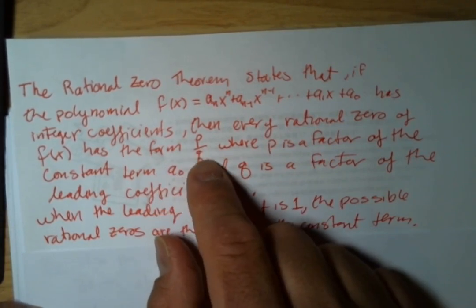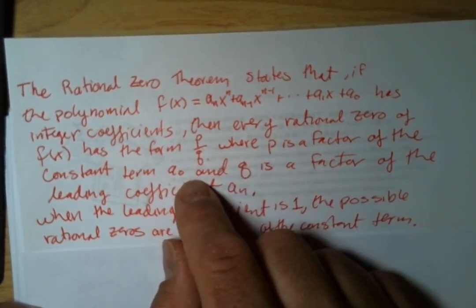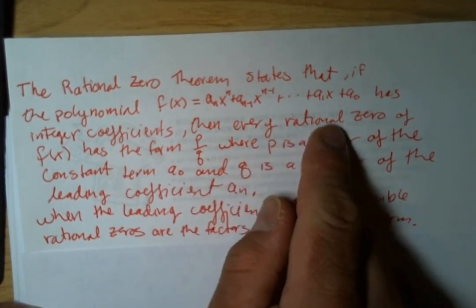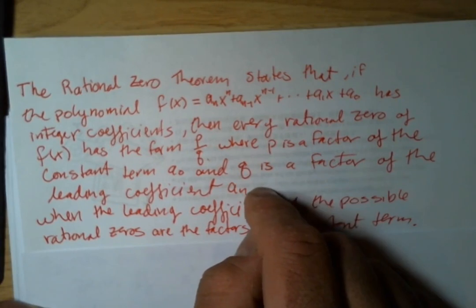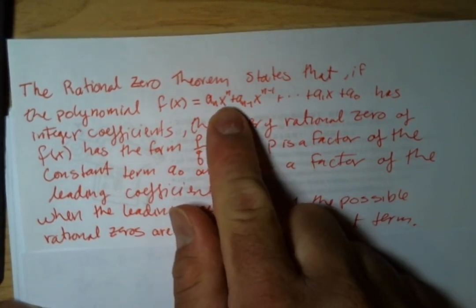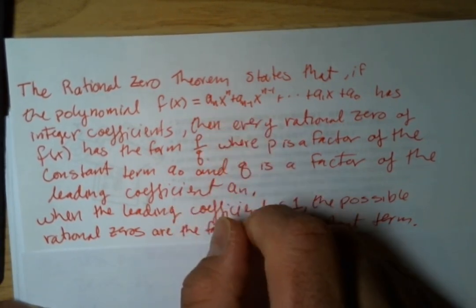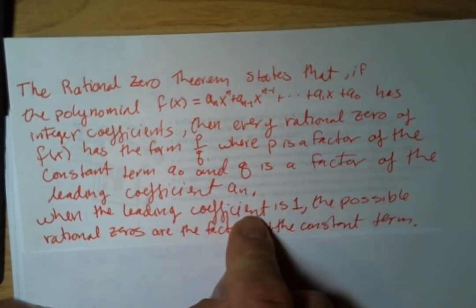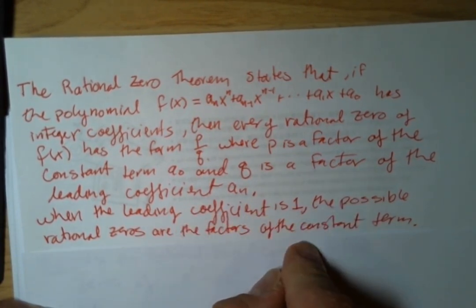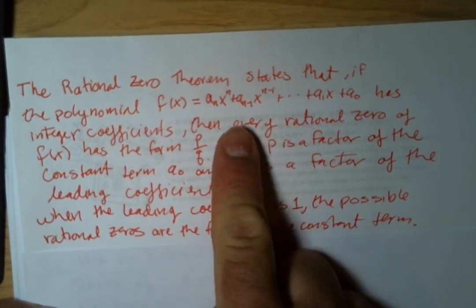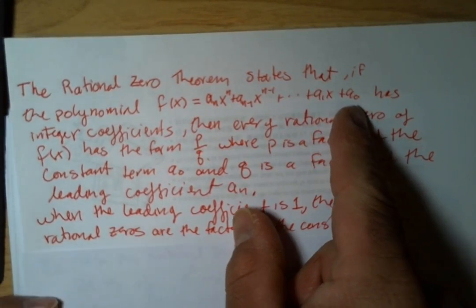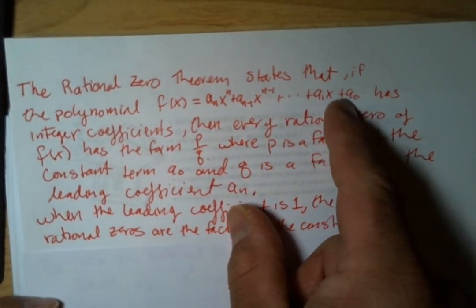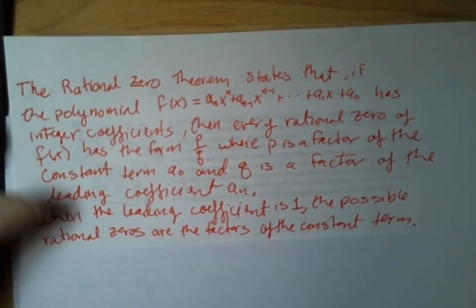p over q, where p is a factor of the constant term a0, the constant term, no variable, and q is a factor of the leading coefficient a sub n, so the coefficient in front of the highest power. When the leading coefficient is 1, the possible rational zeros are the factors of the constant term. So when this number is 1, then the possible ones, not that it's going to have those zeros, but the possible ones, are all the factors of a0.